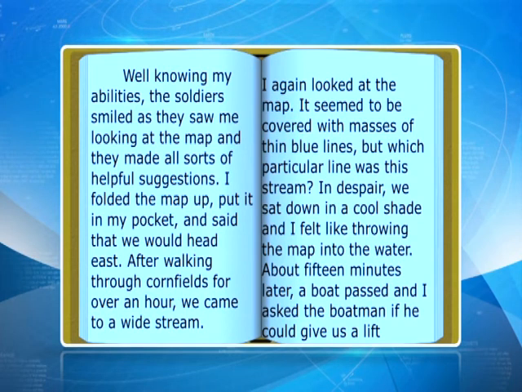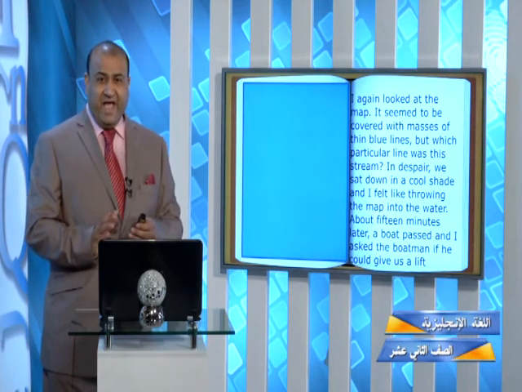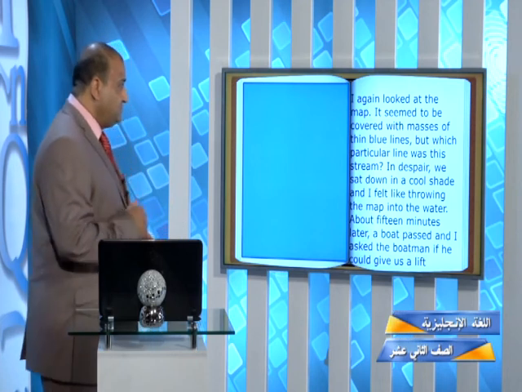We start reading from the paragraph. If you find something important, you just underline it or highlight it, and you will use it in your own words. Let's have a look. "Well, knowing my abilities, the soldiers smiled as they saw me looking at the map, and they made all sorts of helpful suggestions." Is there anything here related to our question? I don't think so. We carry on. "I folded the map up, put it in my pocket, and said that we would head east. After walking through cornfields for over an hour, we came to a wide stream." I'm sorry, we have to cross out all these pieces of information because they do not have any relationship with our question. Now we carry on.